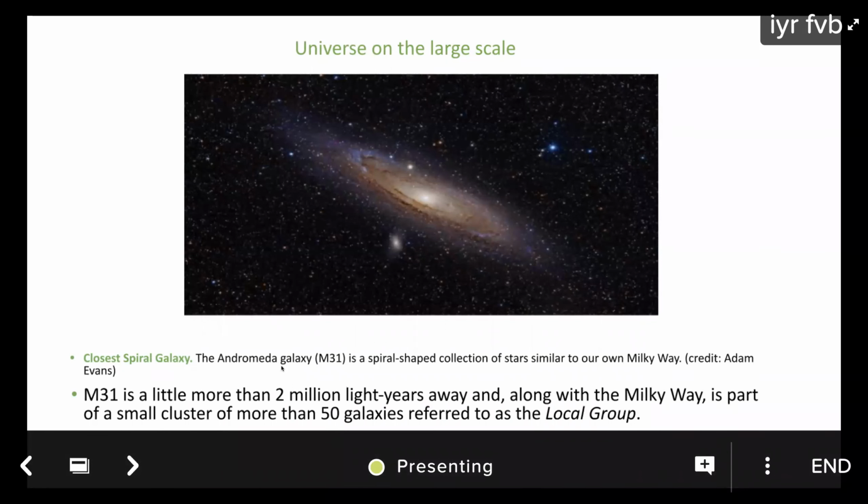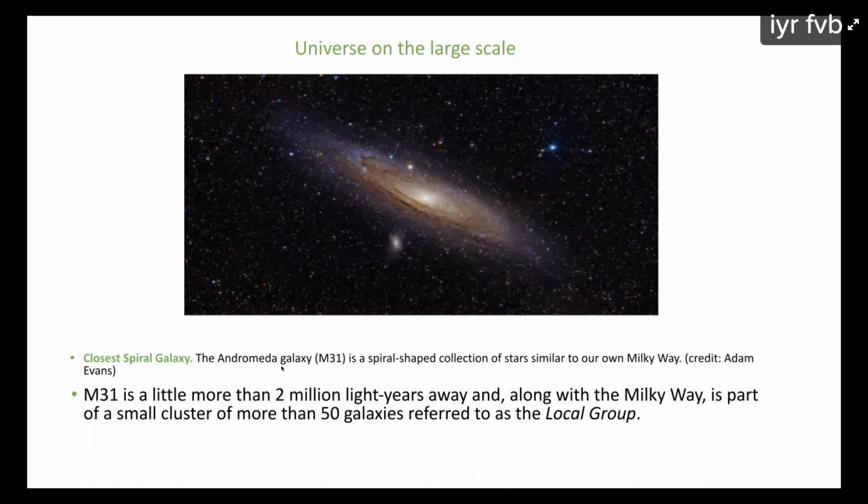And here is another galaxy, which is the closest bright spiral galaxy for us. And this is called the Andromeda galaxy. And I think everyone knows about this galaxy. It is also called M31, which is its catalog number. And there are spiral arms in this particular galaxy as well. This is a spiral galaxy.